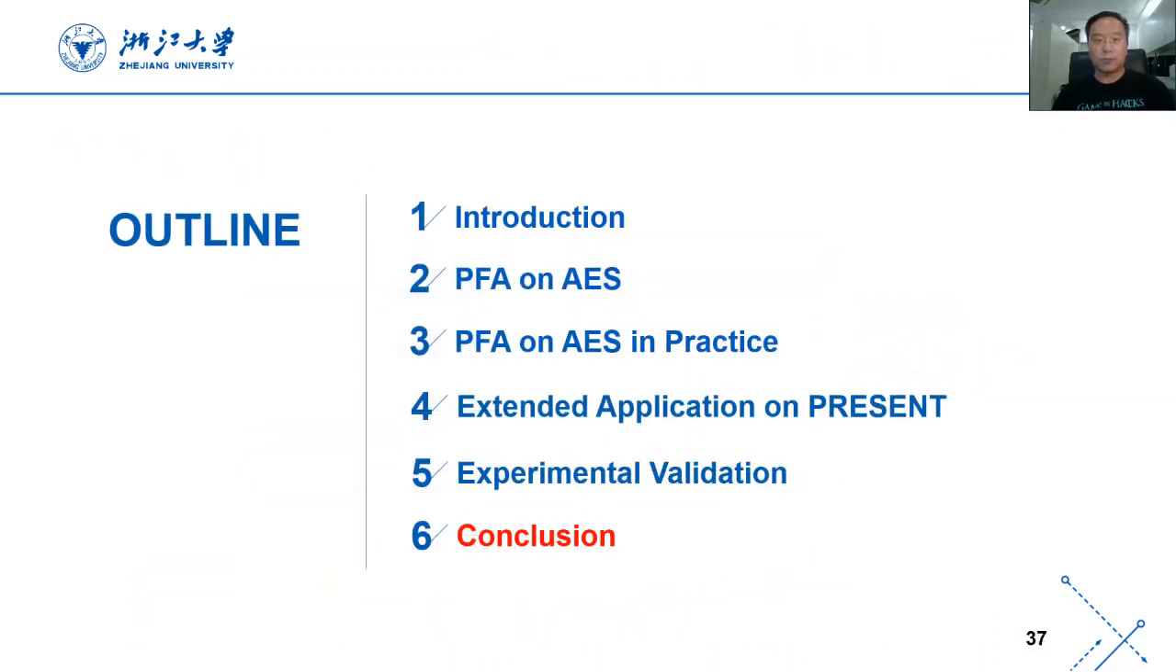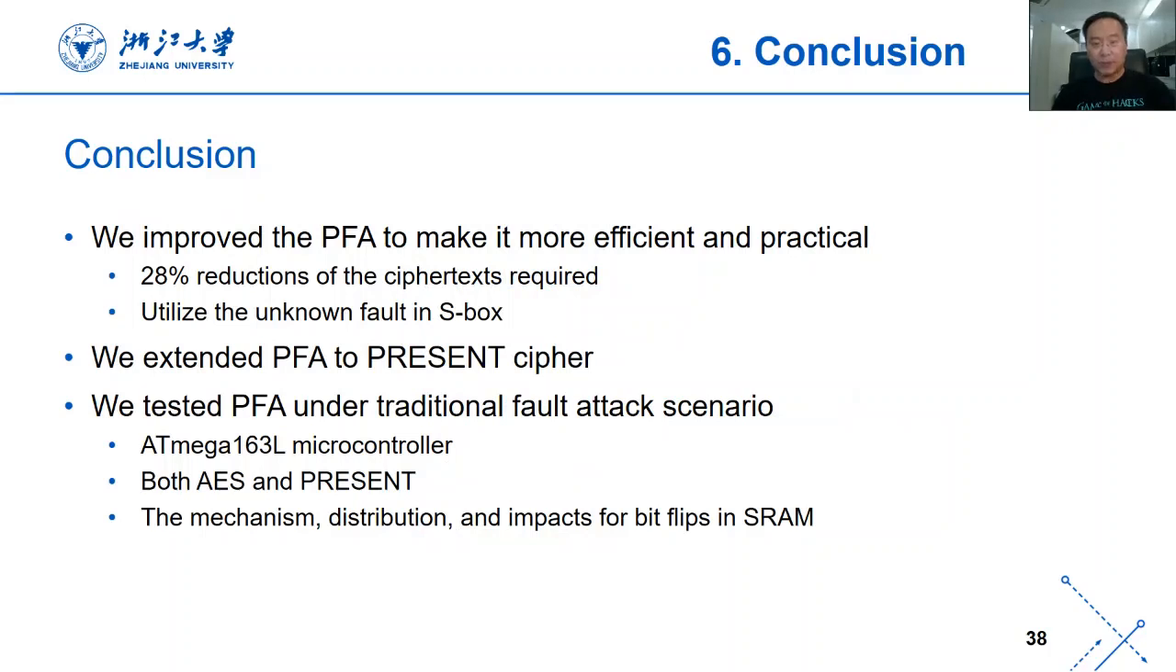Finally, the conclusion. In this paper, we improved the PFA to make it more efficient and practical. It requires 28% fewer ciphertexts than the original PFA, and it can utilize unknown faults in the S-box. To demonstrate that our attack is quite general, we extended PFA to the PRESENT cipher. Finally, we tested our attacks with practical laser injections, and we found some interesting characteristics of the SRAM.